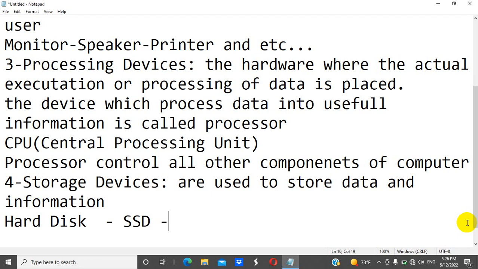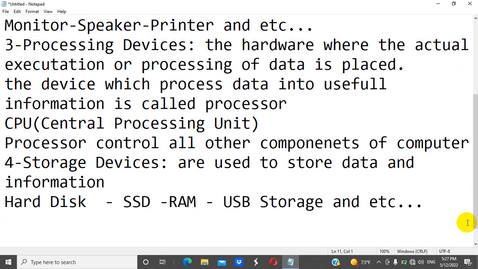Other types of storage are the hard disk, SSD, and RAM. Random access memory is the main memory of the computer system. It's volatile memory. We will talk about what RAM is used for, but we can say RAM stores data for a while. After that we have USB drives, USB storage devices, or flash drives, and so on. Any device which has the ability to store data is called a storage device.